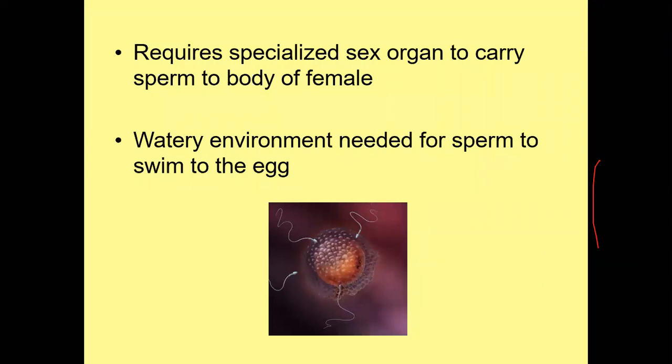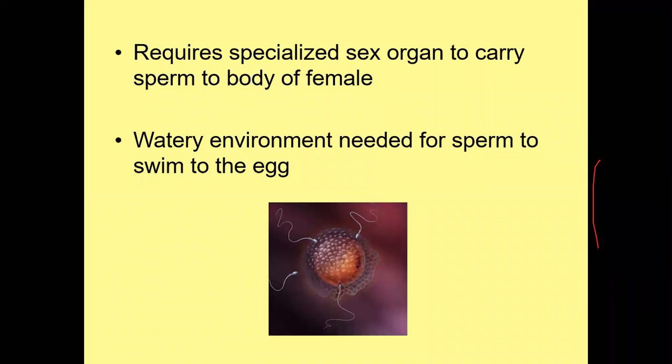Watery environment. So what happens in the watery environment? It is needed for sperms to swim to the eggs. In a watery environment, when the sperms are released, they can float on the water surface. Floating on the water surface, they contact the eggs, and when they contact the eggs, they fuse to form the first structure. Okay, so that will be the condition for fertilization.